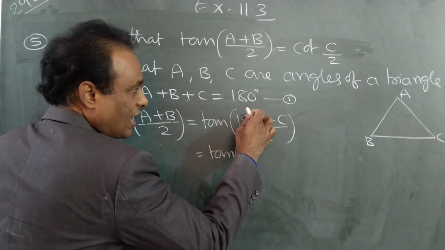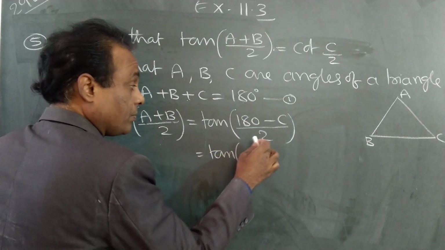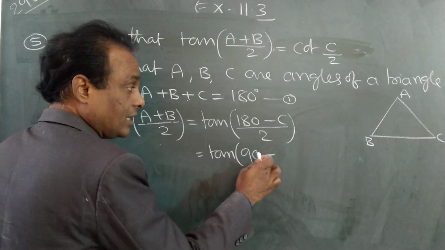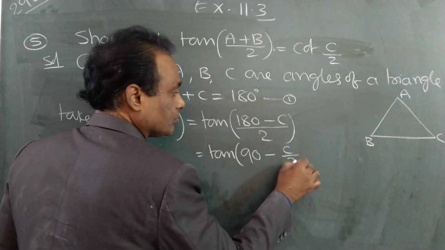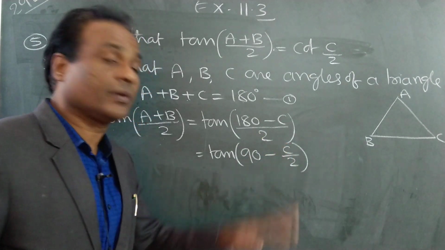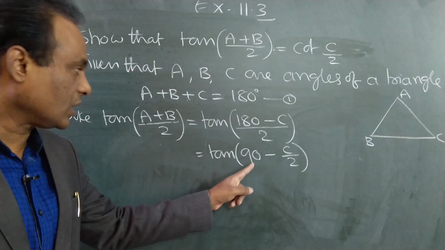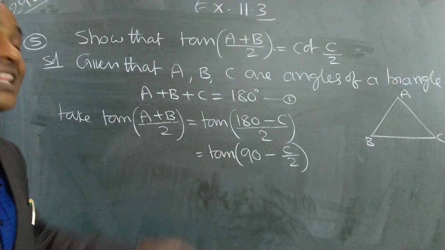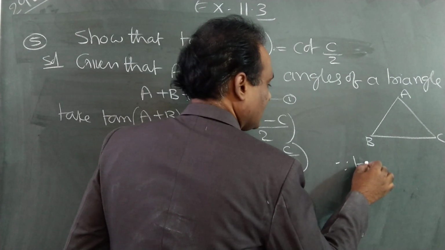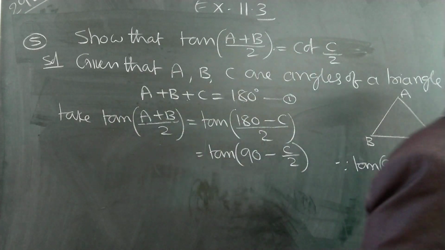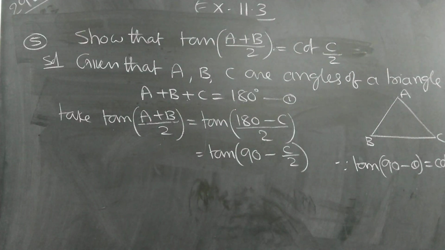This 2 is for both. 180 by 2 is 90, minus C by 2. So we get tan of 90 minus C by 2. See the formula. Tan of 90 minus theta is equal to cot theta.